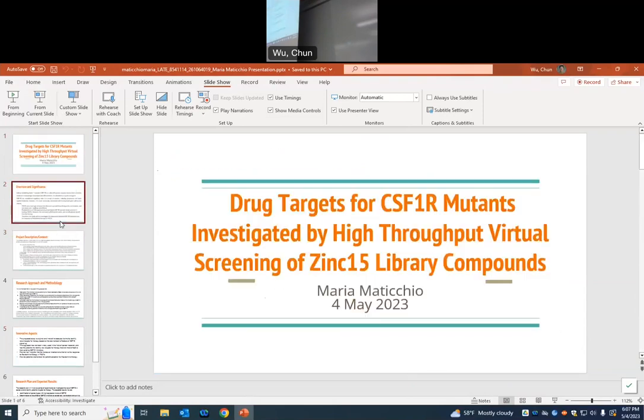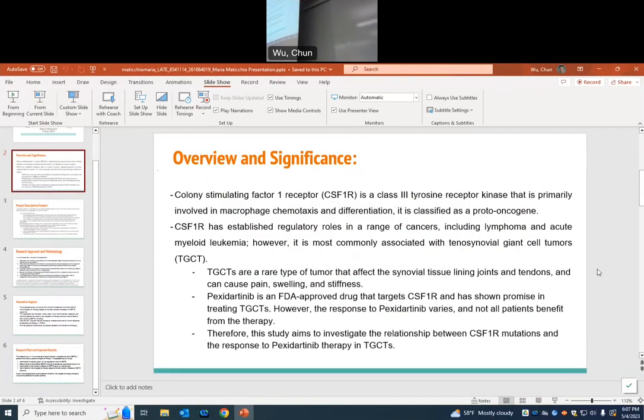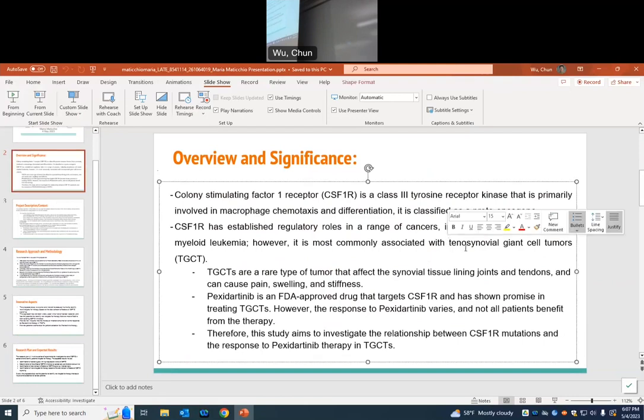Okay, so TGCT. Where is this tumor located in the body? That is actually a great question. Well, I said that it does affect the joints and tendons.